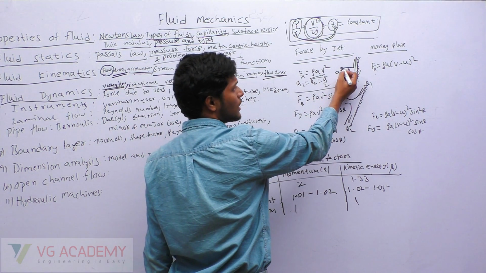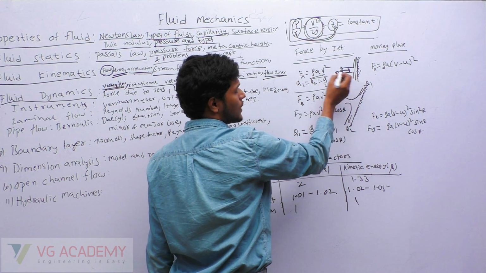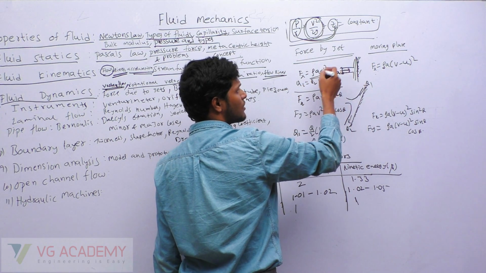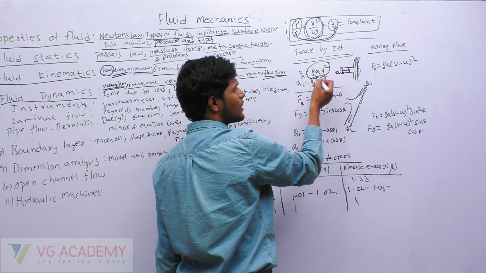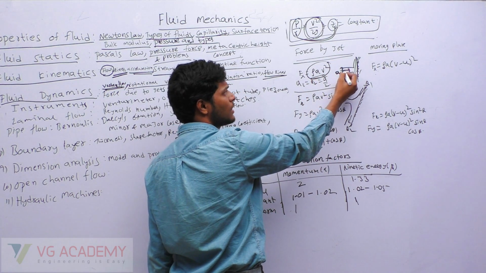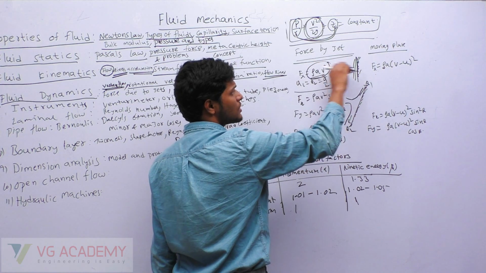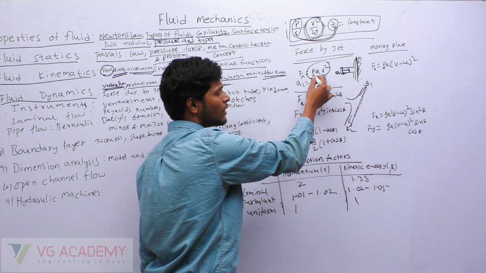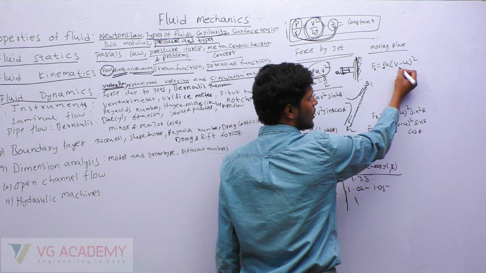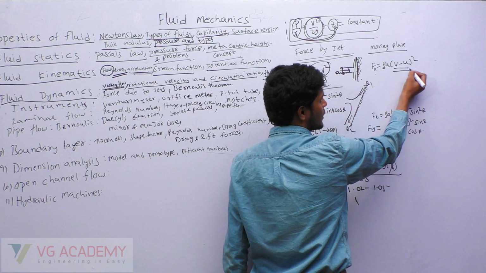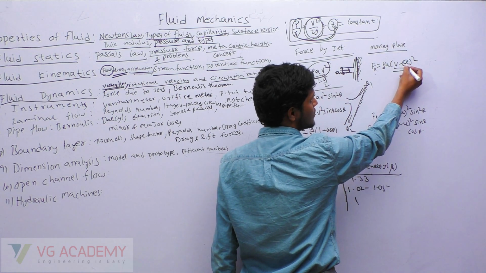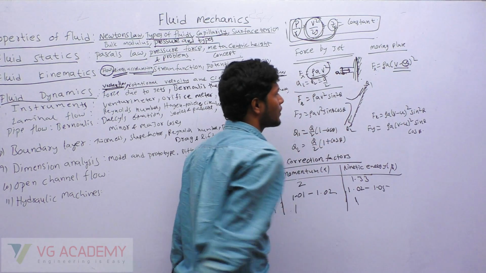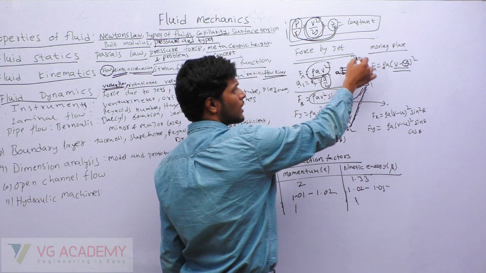Suppose the jet of water has cross-sectional area A, and it is coming in the X direction. The force along the X direction is given by rho A V square, where rho is the density of water, A is the area, and V is the velocity with which it is moving. If the plate is fixed, the force is rho A V square. If the plate is moving, you have to take the relative velocity, that is V minus U, where U is the velocity of the moving plate. So the force is rho A into (V minus U) whole square. That is about the vertical plate.